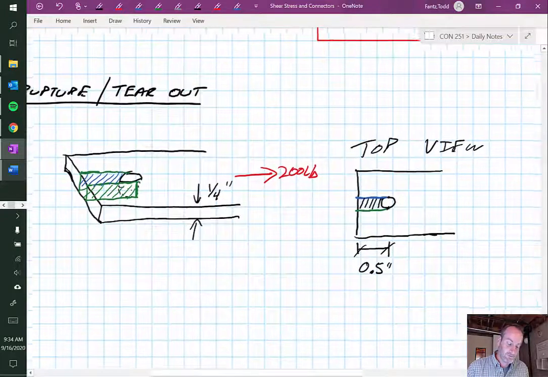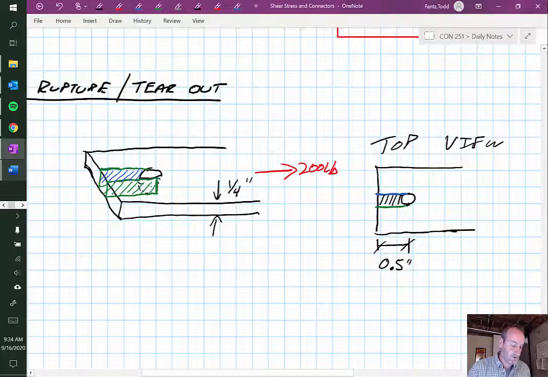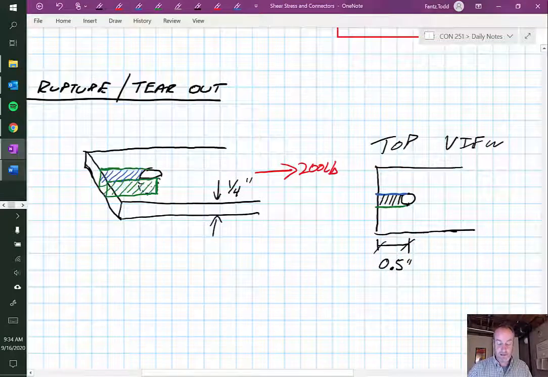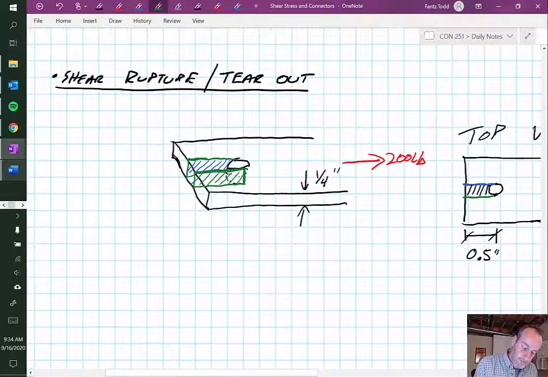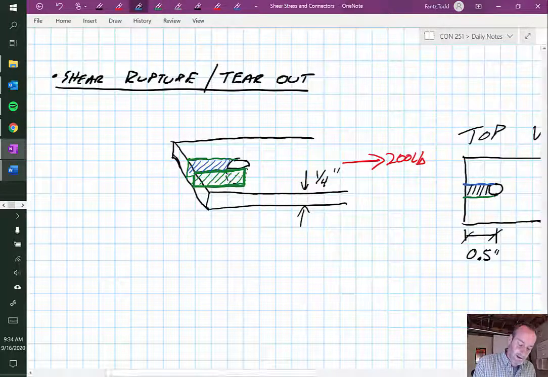And if this were 0.5 inches back, where I drew this hole, and this board were a 1/4 inch thick, then what I could look at is the area that needs to be sheared. So same idea, we have a force. We said the force was 200 pounds. What's the area that needs to be sheared for failure? It's that green area and what I have drawn in blue.